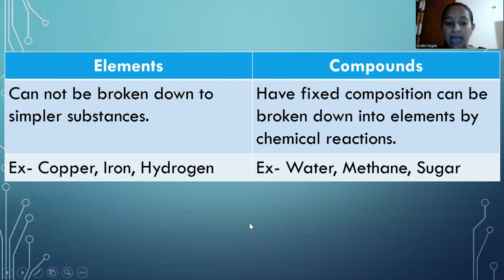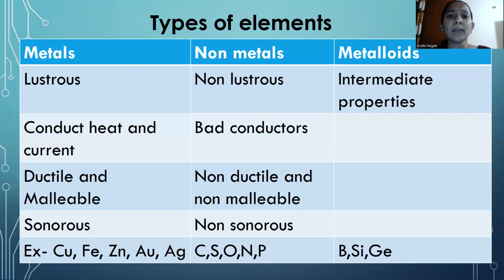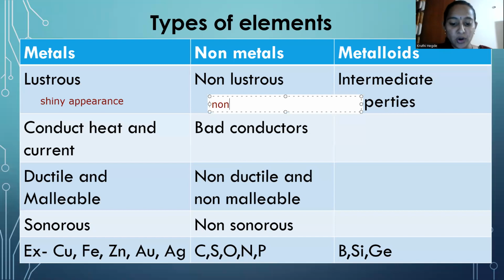Moving ahead, the last one, that is types of elements. I said 118 elements are there. Those elements are broadly grouped as metals, non-metals, and metalloids. Metals and non-metals we have already discussed in our 8th standard. Metals are those which are lustrous. Lustrous means they have a shiny appearance. Non-metals are non-lustrous, they do not have a shiny appearance.